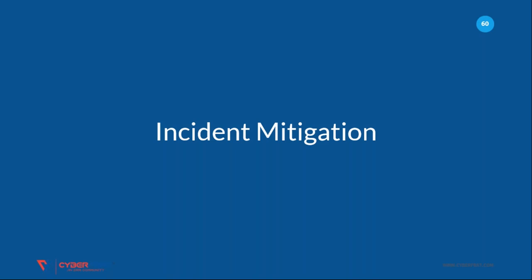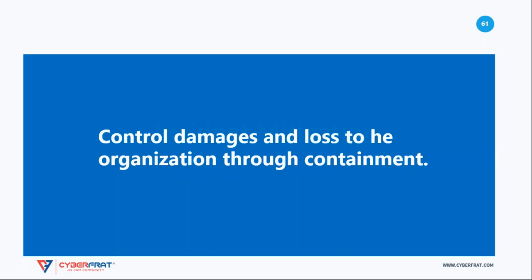Mitigation. As the full incident response team assembles, they move from the isolation and quarantine strategy used by the first responder into a full incident mitigation mode. The goal of this mitigation phase is controlling the damage and loss caused to the organization by performing a full range of incident containment activities. The nature of these activities will vary based upon the severity of the incident.